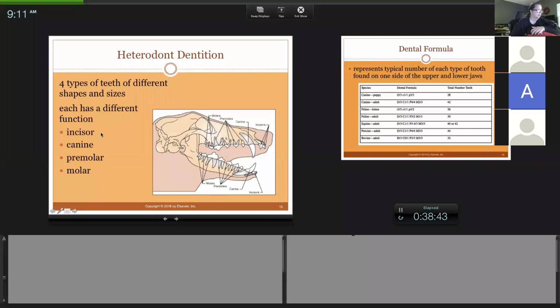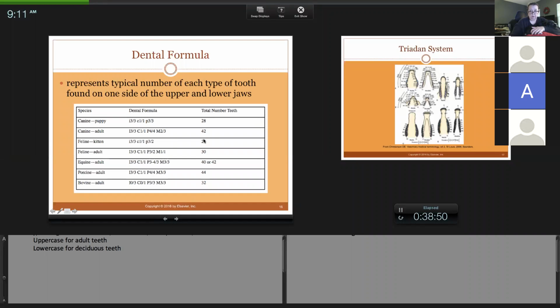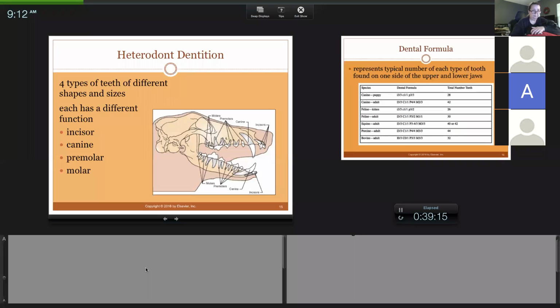I want to stop here because I'm going to talk about these again, and then I'm going to talk about the dental formulas and how that works and which ones you'll need to know. If you want to know now, you'll need to know the canine adult formula and the bovine adult formula for the test. Those are the only 2 formulas you'll need to know: canine adult and bovine adult. But I'm going to talk about this, so we'll pick up here tomorrow.